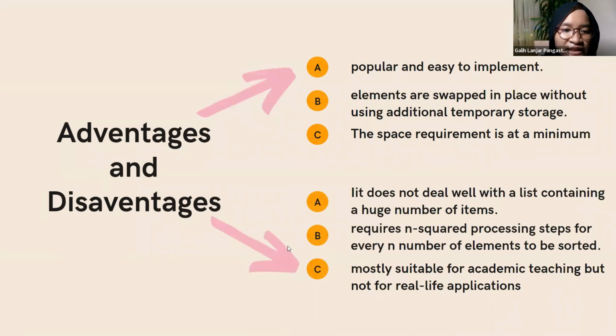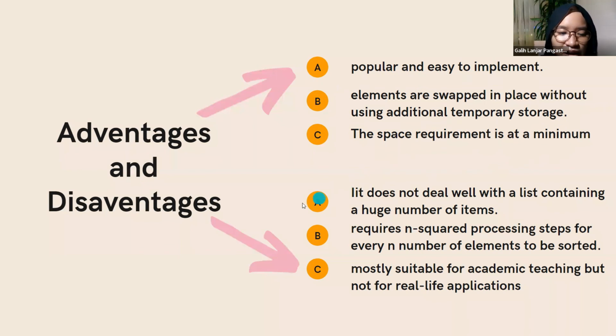Here are the advantages and disadvantages of bubble sort. For the advantages, bubble sort is popular and easy to implement. Elements are swapped in place without using additional temporary storage. The space requirement is at a minimum.